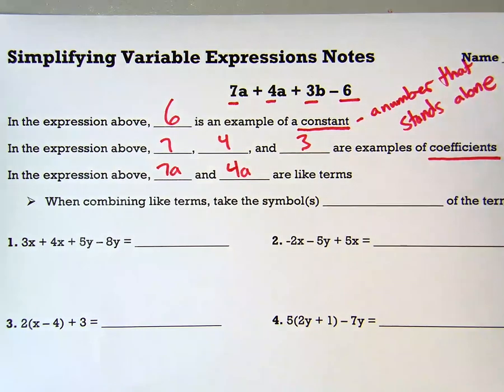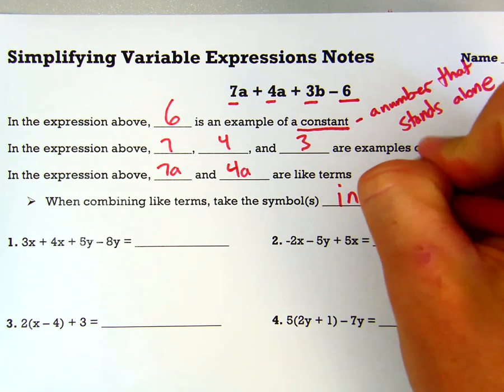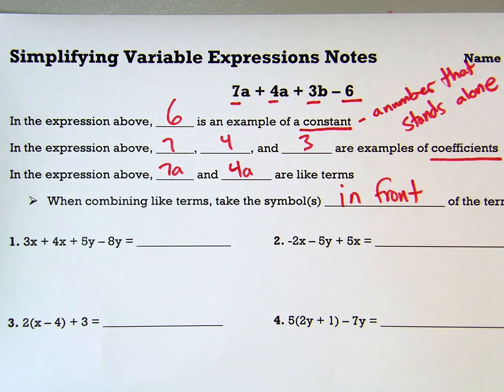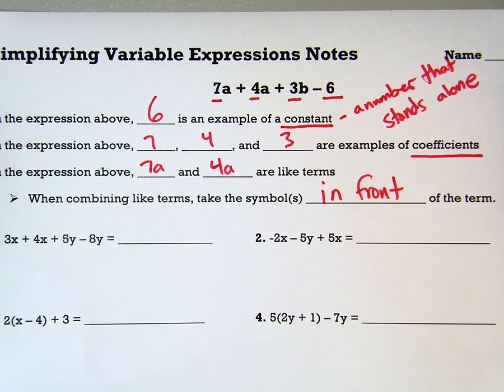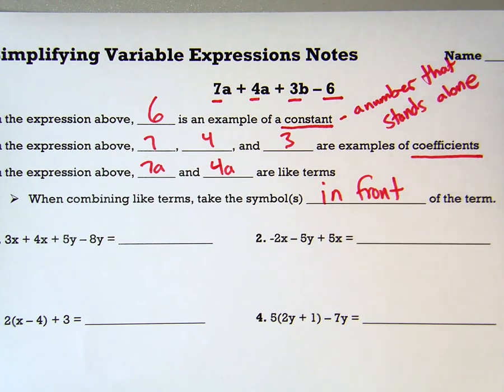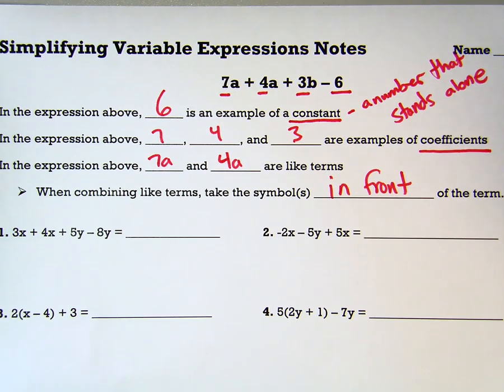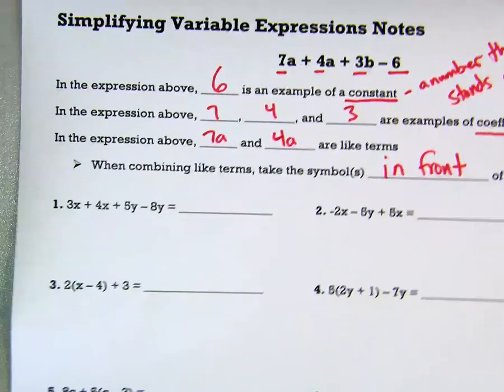When we combine our like terms, the most important thing we need to do is take the symbol in front of the term. So just like when we were doing distributive property, you always need to make sure you take the symbol in front of it. If there's no symbol, it means it's positive. But if there's a plus symbol, again it's positive. Minus symbol, it's a negative. Okay? Alright, so we have a few examples here for you to do.